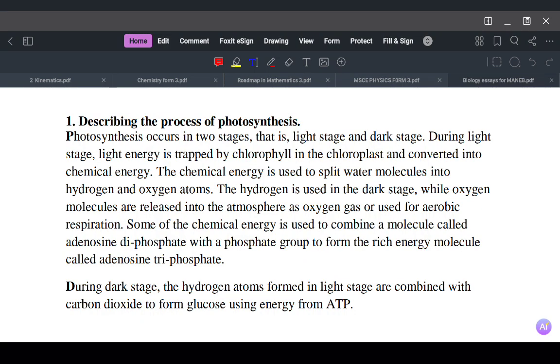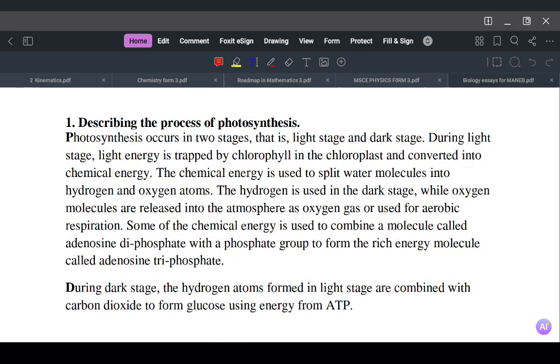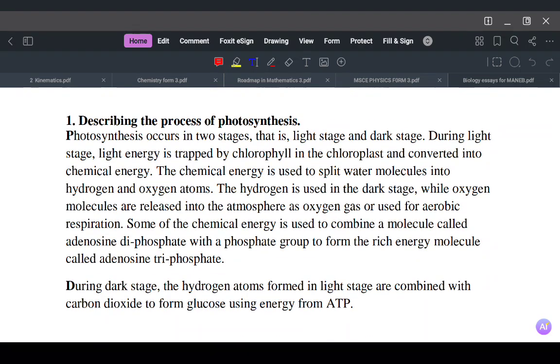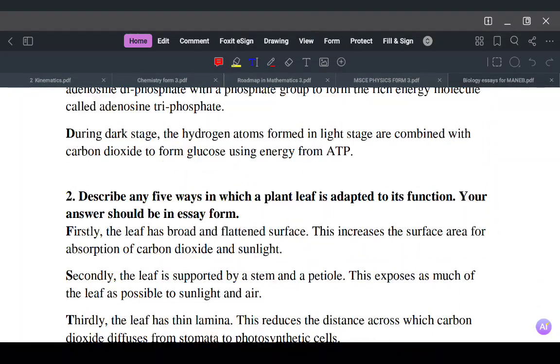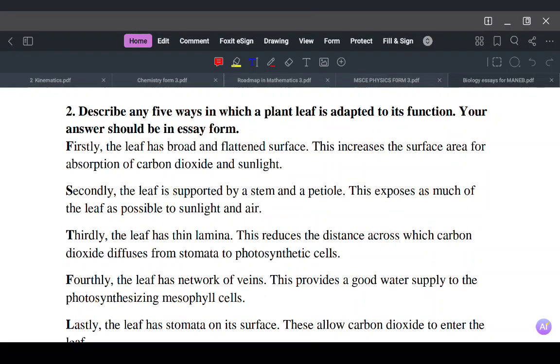Welcome learners, especially those who are in Form 4 pursuing the MANEB curriculum. I would like to share with you some important potential essay questions in your MSCE exams. I compiled a number of topics from which essay questions can be derived.